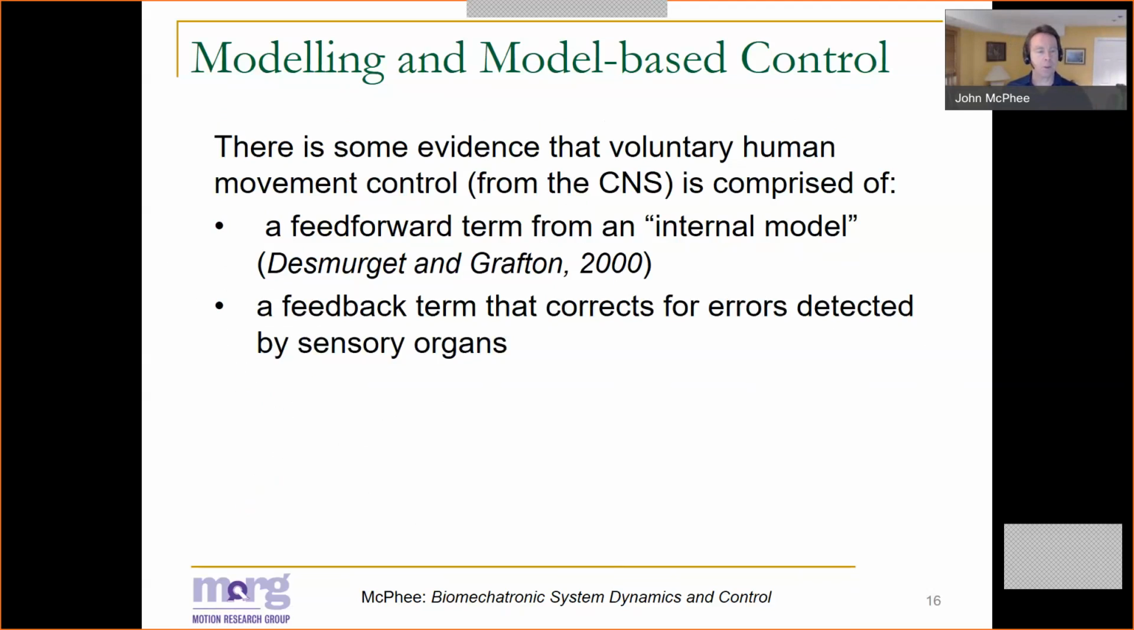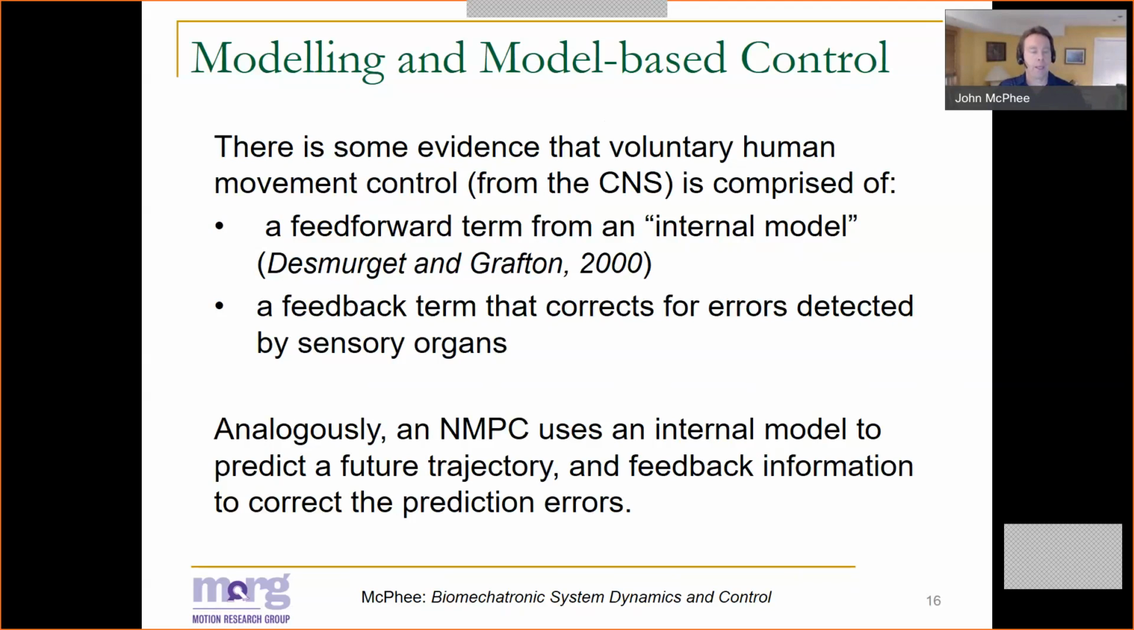And if that is true, then there's a very good analogy with model-based controllers like NMPC, which use an internal model to predict a future trajectory and then feedback information to correct for those prediction errors. So it seems like an NMPC could be a very good surrogate for the human movement control system.